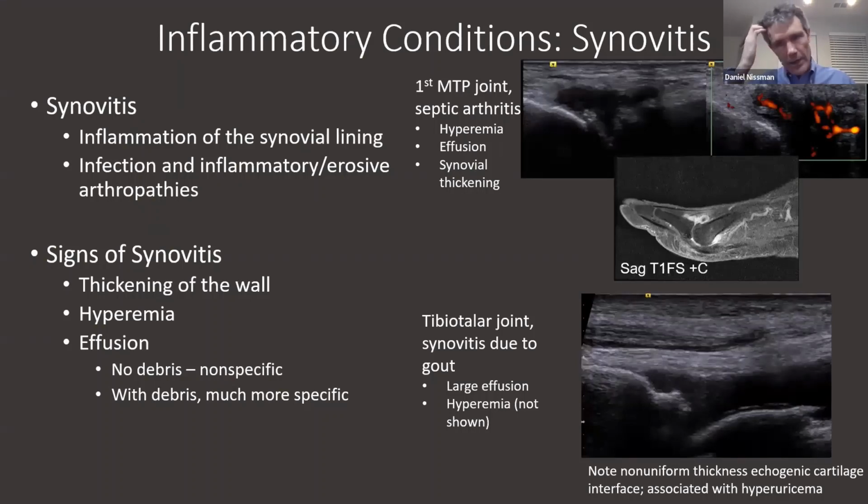Okay, synovitis, same idea. We can see it in a bunch of different places. Here is the first metatarsophalangeal joint showing hyperemia and synovitis. Here is the MR showing contrast enhancement, very little fluid. This ended up being infected. And then here is a talar joint effusion due to gout. And then there's a little irregular echogenic line on the talar cartilage that has been described in association with hyperuricemia deposition.